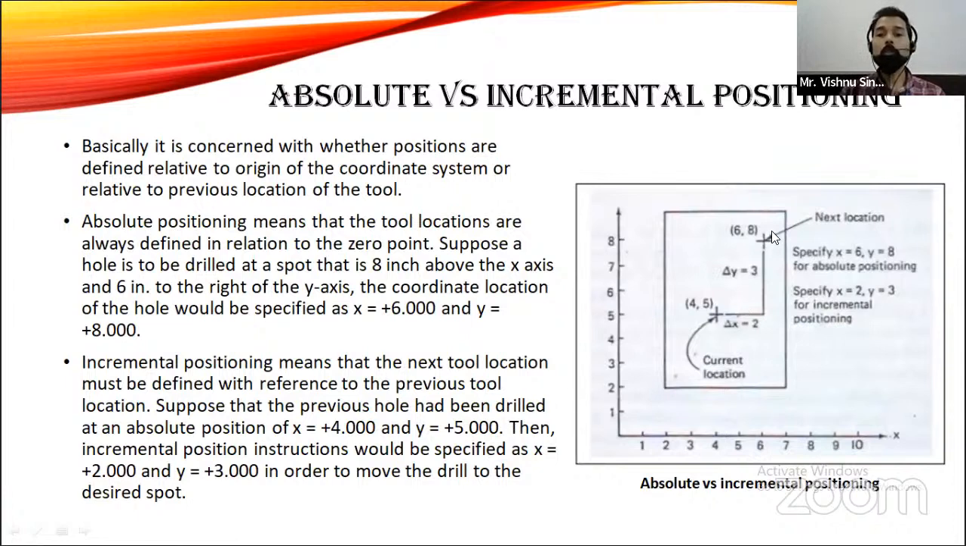Then if we want to drill a hole at x6 and y8 with the help of incremental positioning, what instructions do we have to give? The incremental position instructions would be specified as x2 and y3. So basically what happens is, to the previous tool location, our values get added up and we move to x6 and y8. So this is all about absolute and incremental positioning.